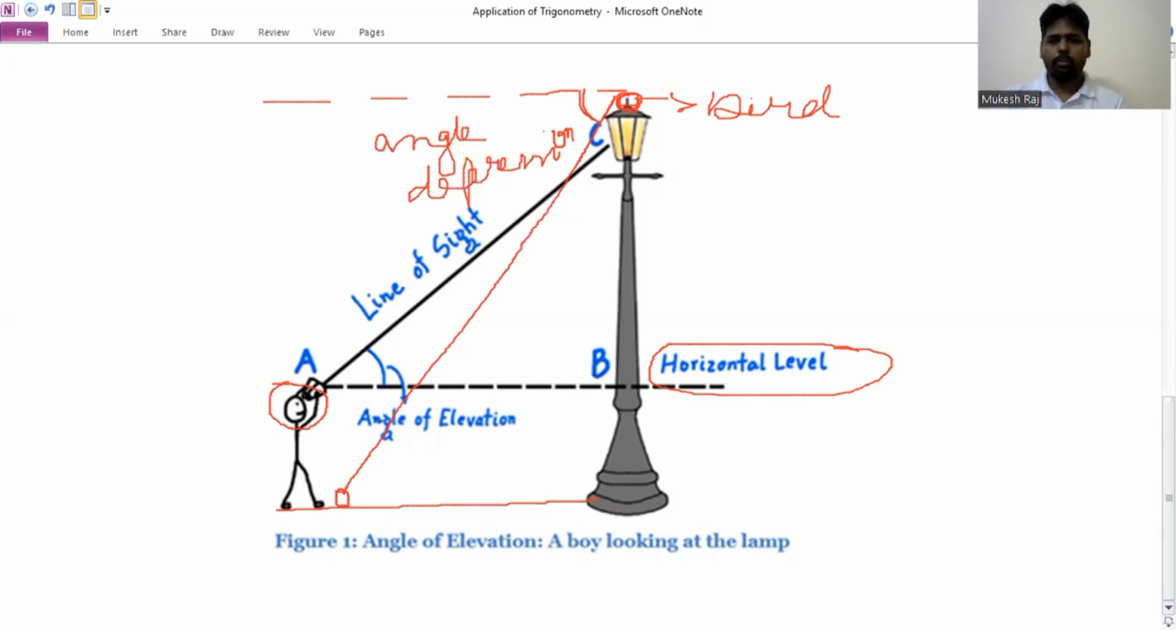So friends, hope this concept would have been helpful for you to start preparing for the application of trigonometry and for your board exams.